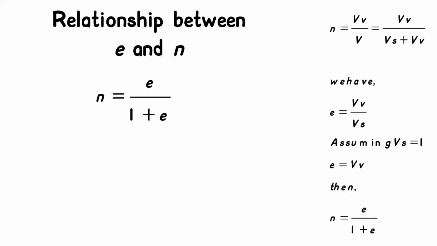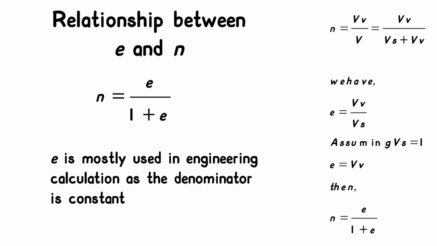So the relationship will be n = e / (1 + e). Now you should note that e, that is the void ratio, is mostly used for calculation purposes in engineering. This is because the denominator in e is Vs, the volume of solids. The volume of solids will be constant throughout the calculations.